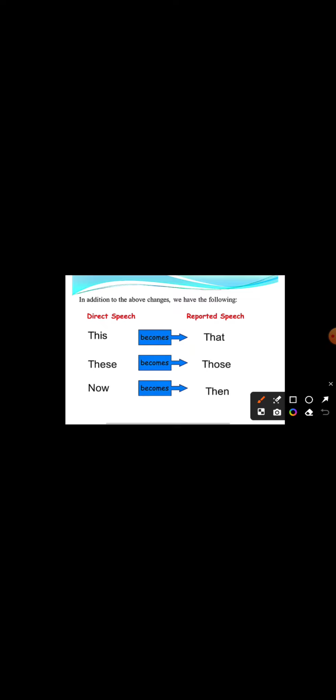Okay, now many more examples and many more terms are also there. In addition to the above changes, we have to follow some steps also. Direct speech, if it is given this, it must be converted into that. These converts into those, and now becomes then.